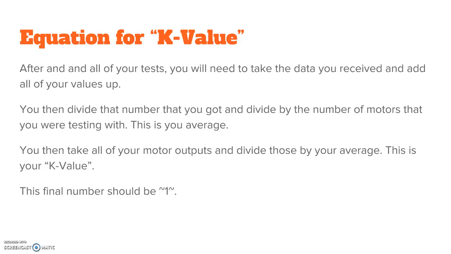You'll then take each individual motor's output and divide it by the average. That would be your K value. The number should be roughly about 1. It can be higher, it can be lower. It will be around 1 though.